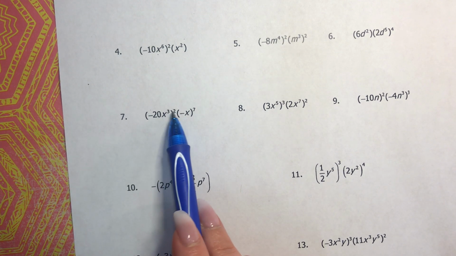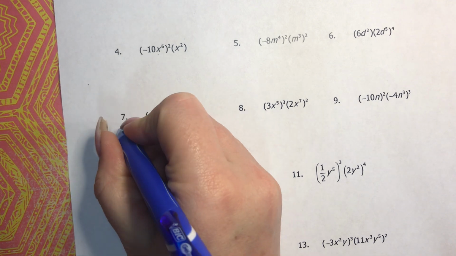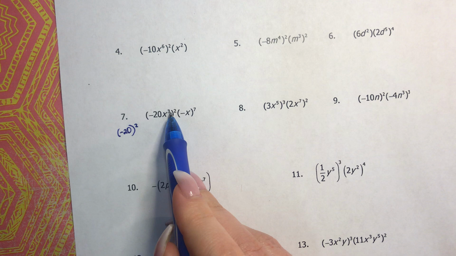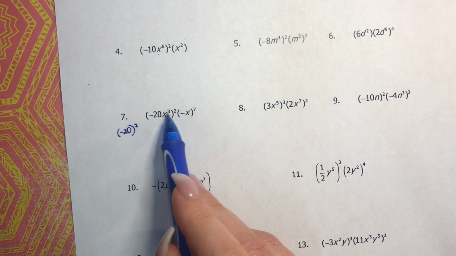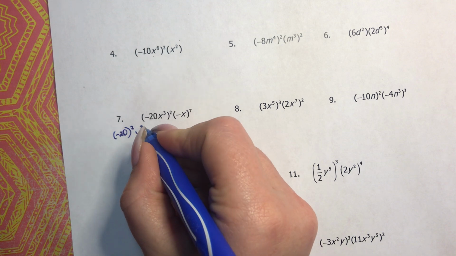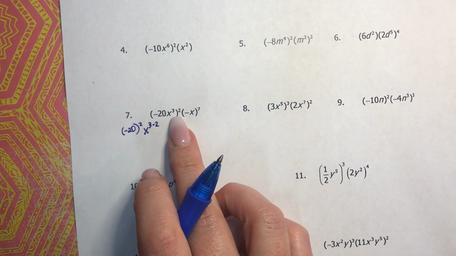So everything inside here is squared. So that means that negative 20 is squared, and also x cubed is squared. How you do that, you need to do the power rule, which would be x to the 3 times 2. Okay, so that's that first piece.